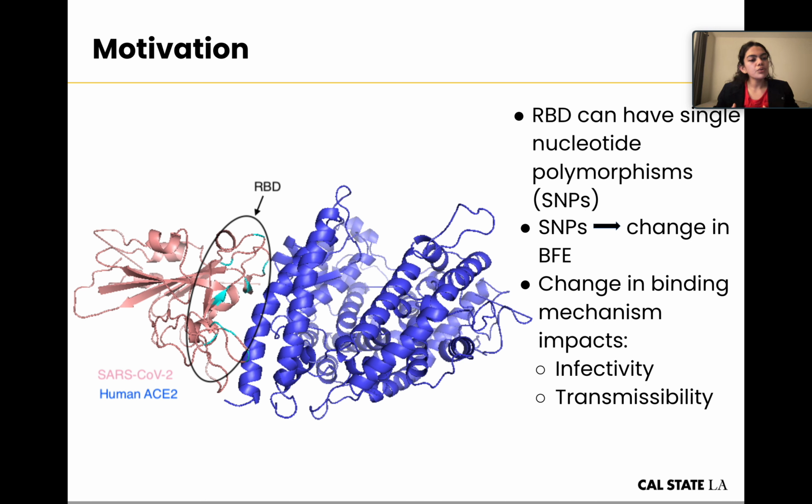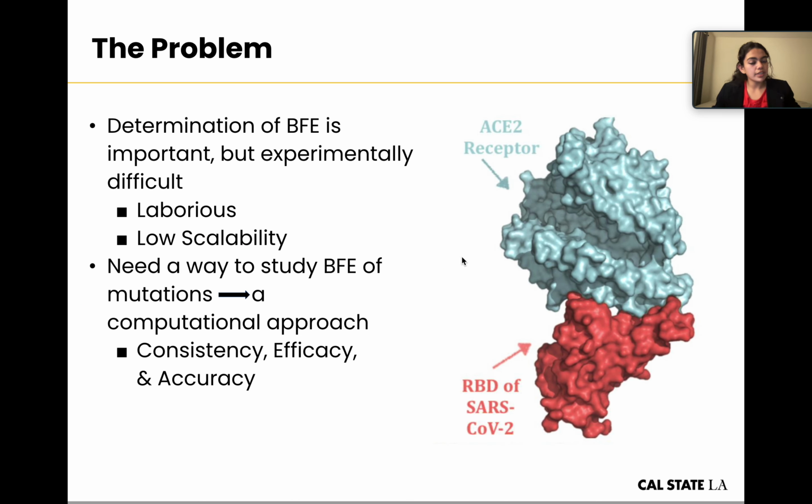It's really important to be able to characterize the BFE values of these mutations because it can elucidate a lot about the nature of new variants. However, when we go to actually find the value of the BFE for different mutations, we run into a bit of a problem. I mentioned earlier that the binding free energy can be characterized experimentally, but that's a pretty difficult process. It's laborious, it's time consuming, and because of that, it's not very scalable. We can't really study the thousands of mutations that are possible within the RBD easily.